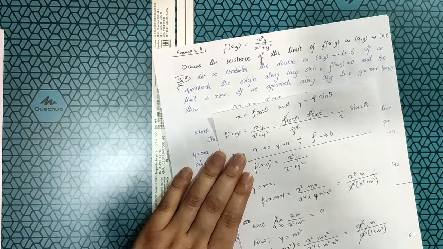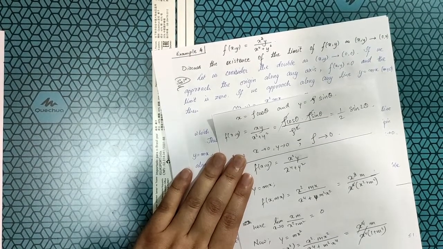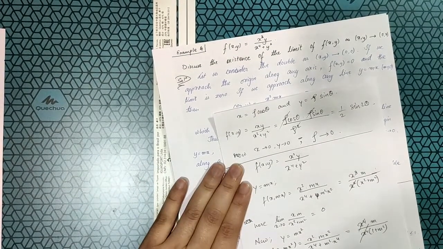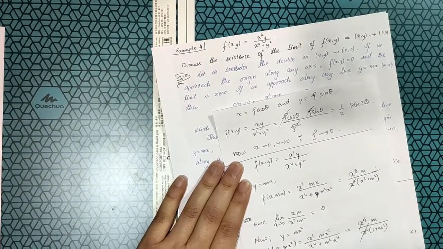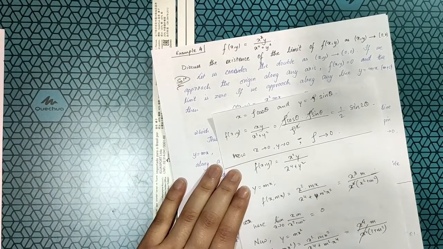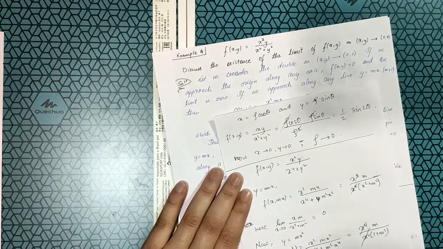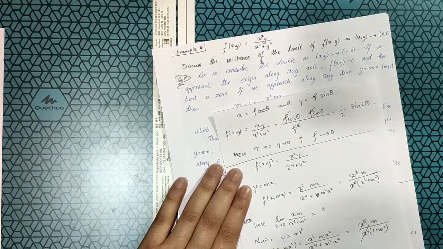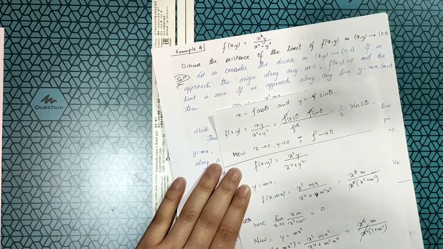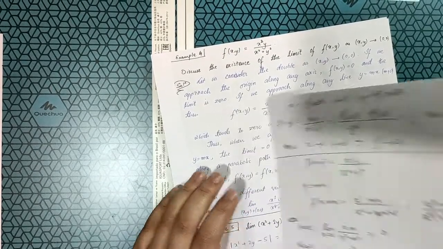Here these two cancel, and the limit as x tends to 0 of m by 1 plus m square will be m by 1 plus m square. Here m is arbitrary, and hence this cannot always be 0. For m equal to 1, this is different. Hence we conclude that there is more than one limit for this function. Hence the limit does not exist.